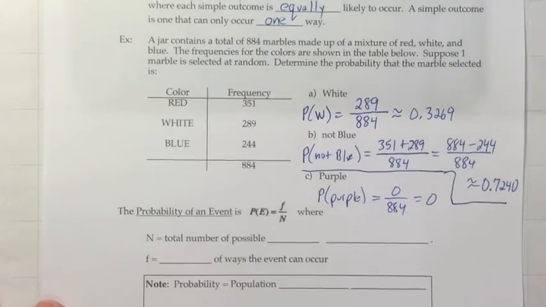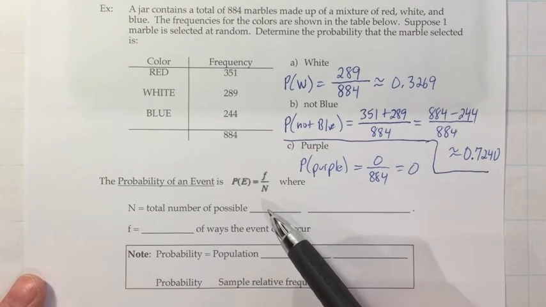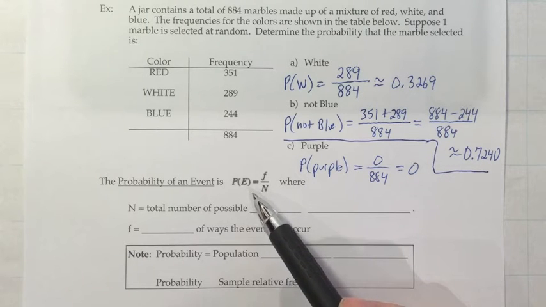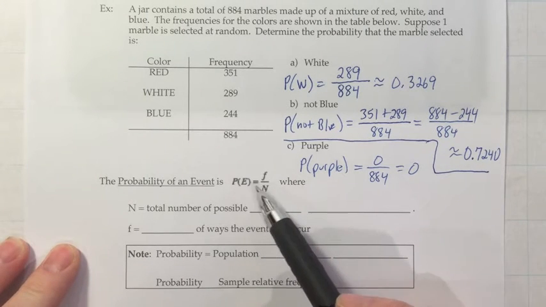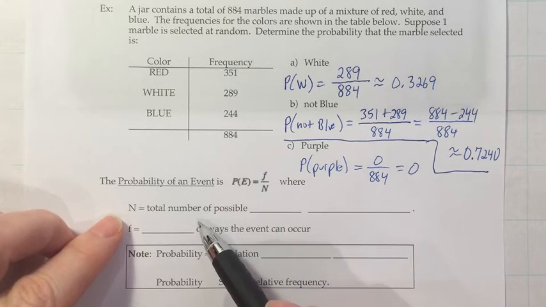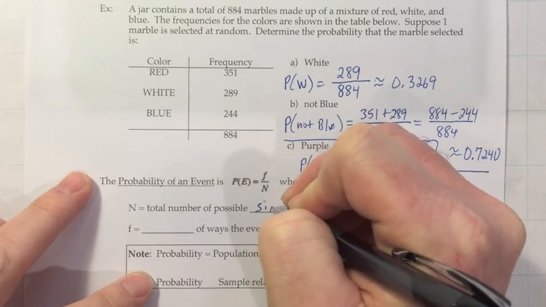Alright, so on all those examples where we were calculating probability, we were using this rule even though we hadn't mentioned it yet. So the probability of an event has this shorthand of P of E, and it's F over N, starting with the denominator, where N is the total number of possible simple outcomes.